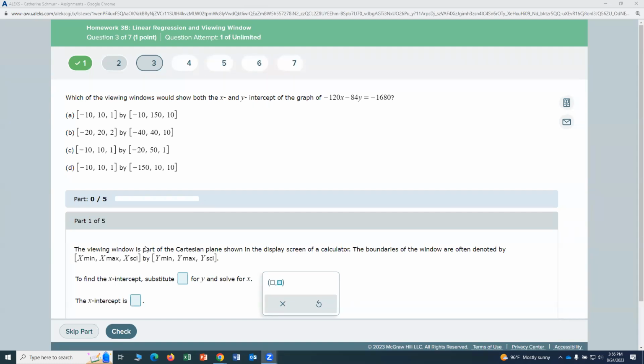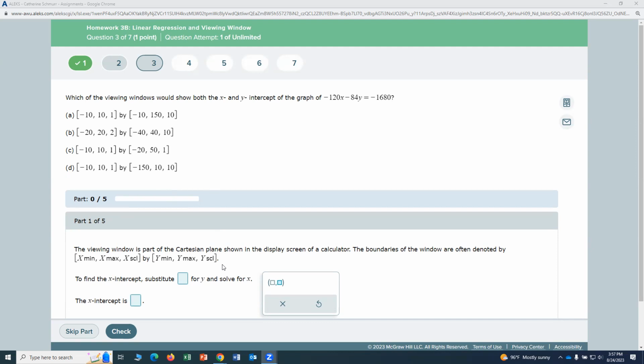So coming down to part 1, it says the viewing window is part of the Cartesian plane shown in the display screen of a calculator. The boundaries of the window are often denoted by a bracket, x min, comma, x max, comma, x scale, the SCL stands for scale, and then close brackets. So when you see the options up here in parts A, B, C, and D, the first set of brackets is your x min, x max, and x scale. The second set of brackets has your y min, y max, and y scale. So your lowest y value, highest y value, and then how often you have a tick mark on the y axis.